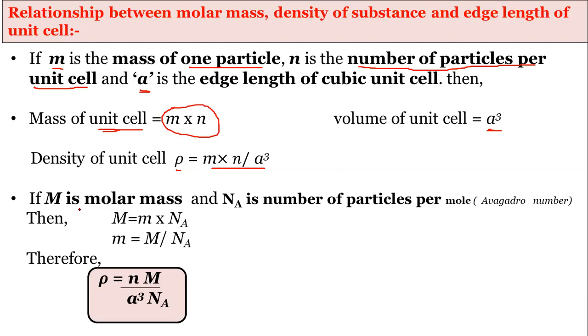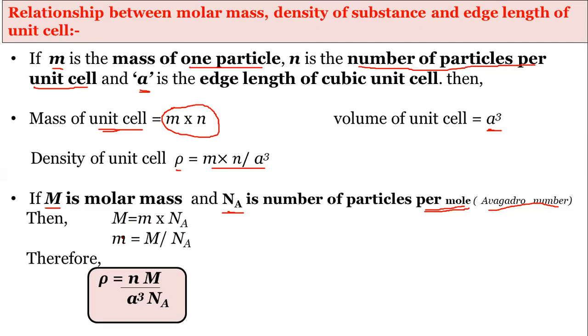But small m is the mass of one particle. If capital M is the molar mass and Na, capital N and small a, it is the number of particles per mole. Number of particles per mole, it is also the Avogadro's number. You are very familiar with this Avogadro's number. So Na is nothing but Avogadro's number. It is also called as the number of particles per mole. So molar mass is equal to mass into number of particles. The same equation it is written here, m into Na, where this Na is the number of particles per mole.